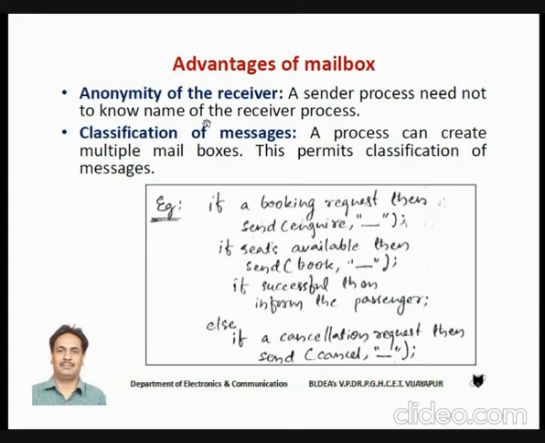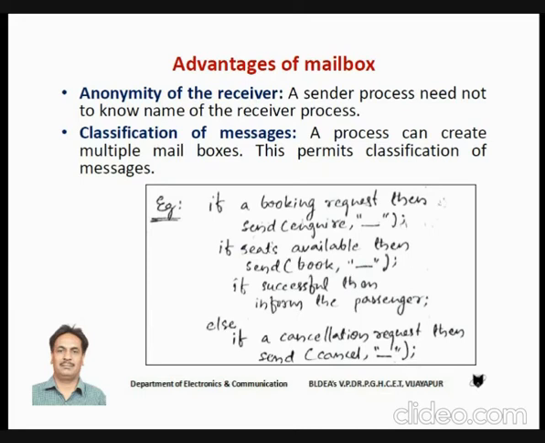Here students, the sender process need not know the name of the receiver process. Try to understand the concept. Anonymity of the receiver means the sender process need not specify the name of the receiver process. It needs to know only the name of the mailbox. Any process which knows the name of the mailbox will be able to send the message.